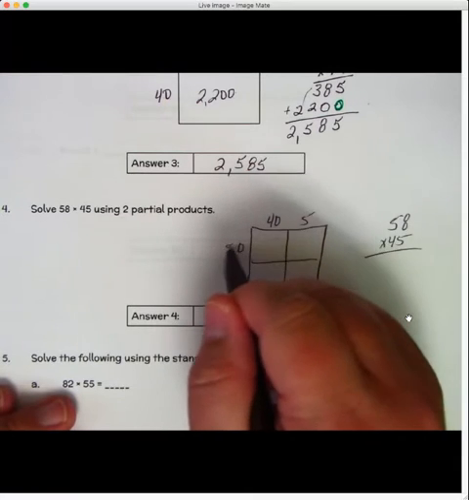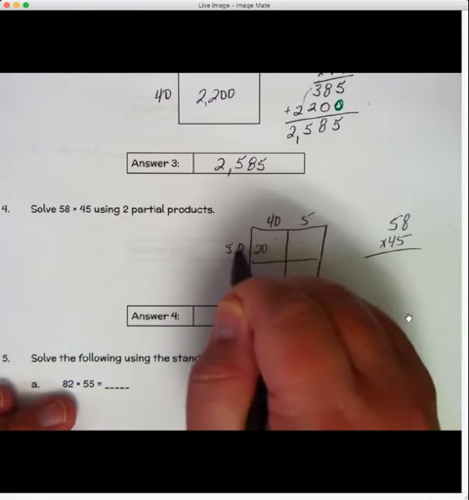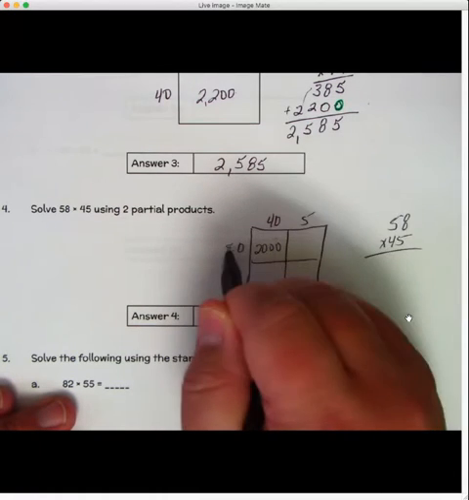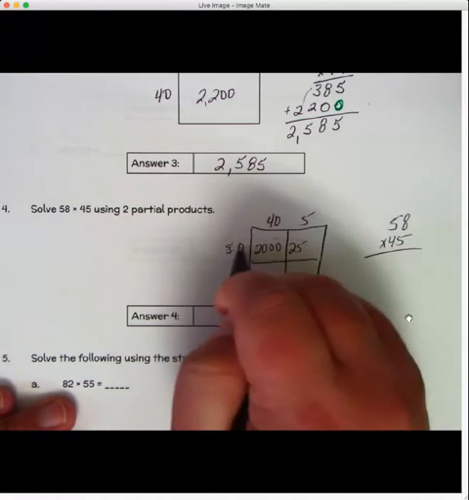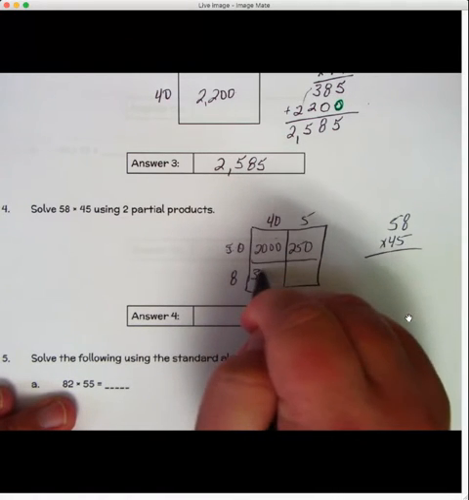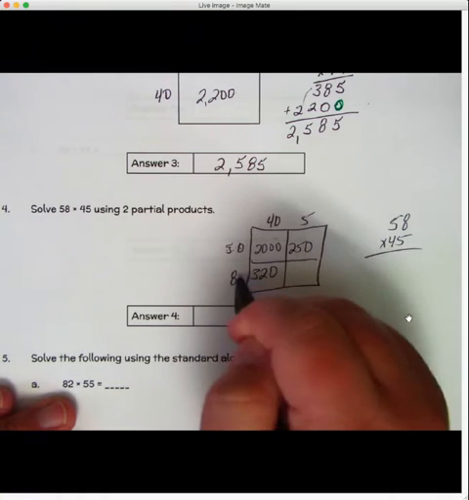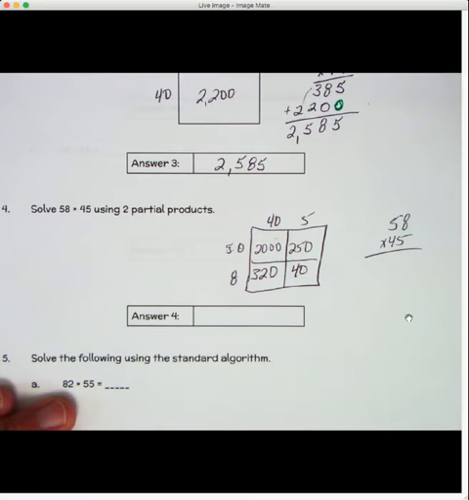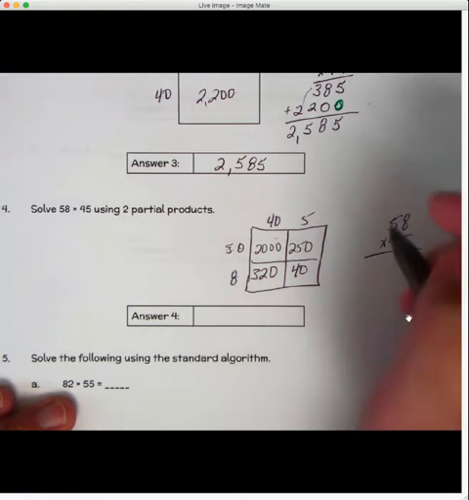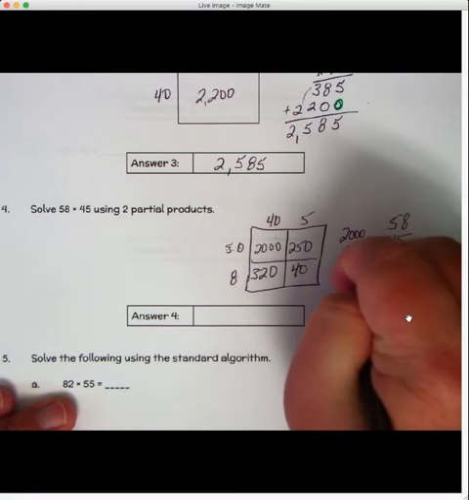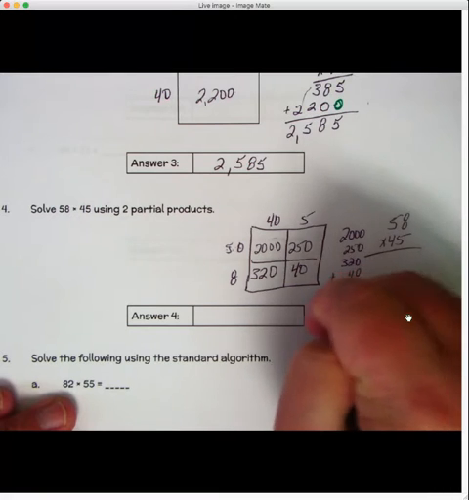50 times 40, 5 times 4 is 20. We add the 2 zeros, so it's 2,000. 50 times 5, 5 times 5 is 25. Add the 0. 8 times 40, 8 times 4 is 32. Add the 0. 8 times 5 is 40. So the only thing, if you do the area model, then once you've multiplied all that, you've got to add them all up, don't you? So you got 2,000 plus 250 plus 320 plus 40.